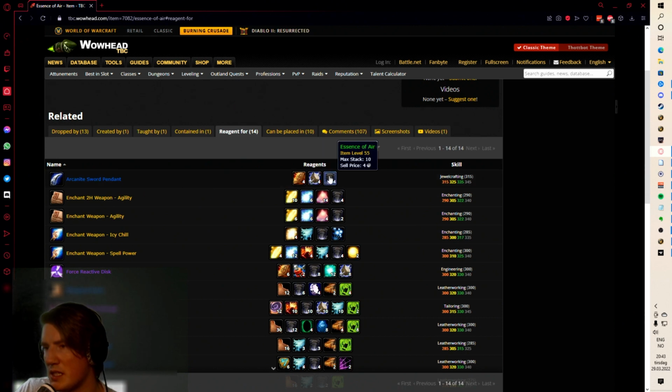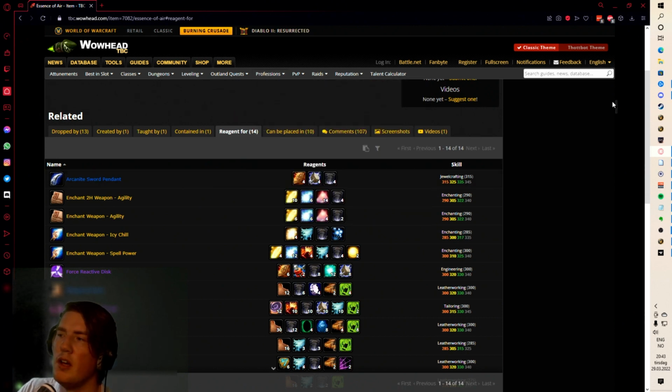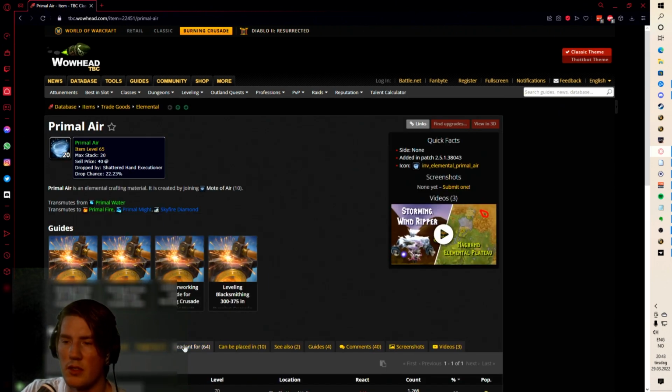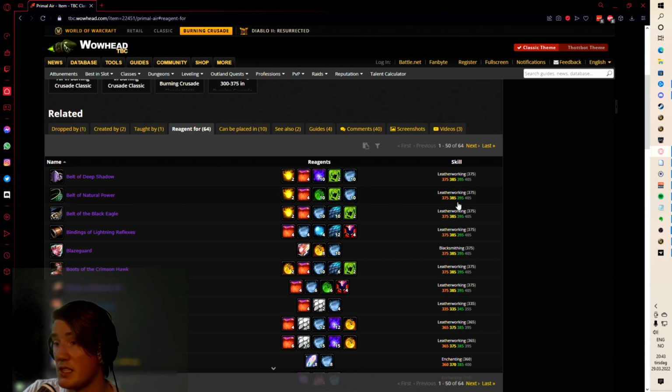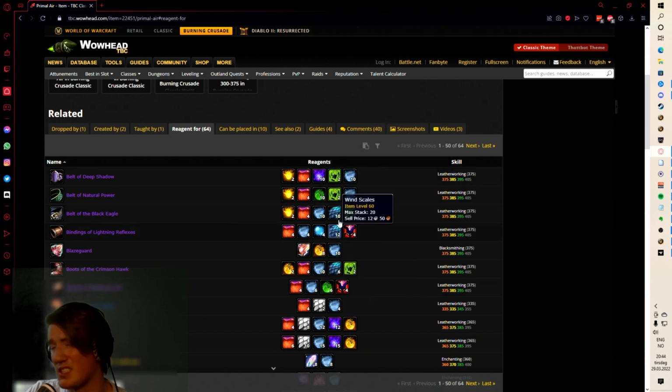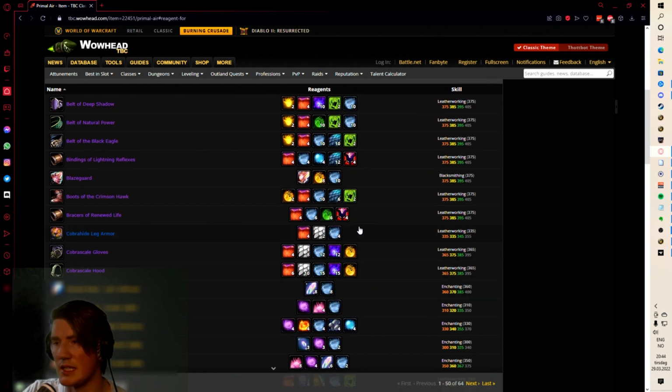Of course, this is probably not the best example because this is a vanilla item. But you can look up any TBC item as well, Primal Air. And you can see then, okay, well, let's look at the reagent tab here. There's a huge amount of recipes, of course. There's a good number here, some very good crafted recipes that require 10. That's the largest stack size, so probably you want to sell these in stacks of 10.